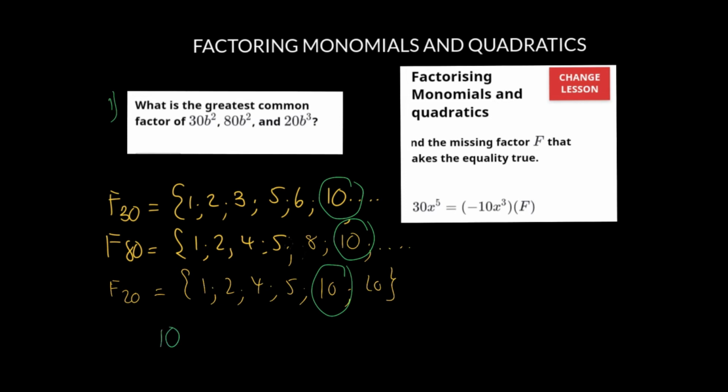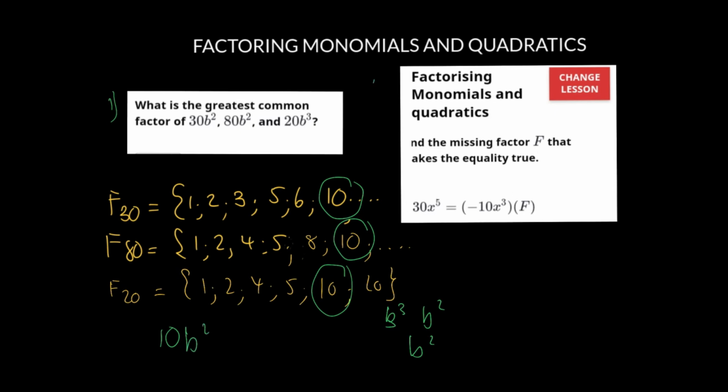Furthermore, we have to consider what's happening with b's. So we have b cubed, we have b squared, and then we have b squared again. So the highest value that b cubed can be divided by would be b squared, and b squared can be divided by itself. It goes in one time. So that would be 10b squared, like that.